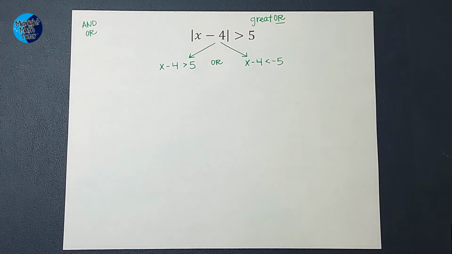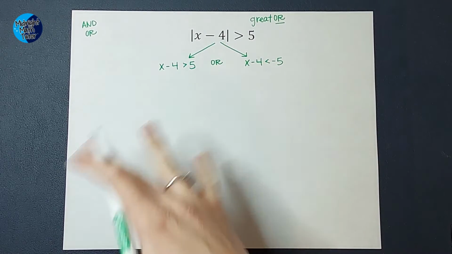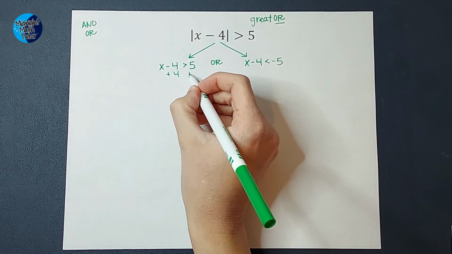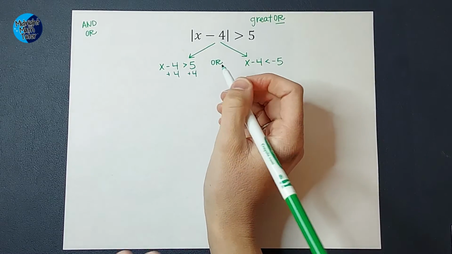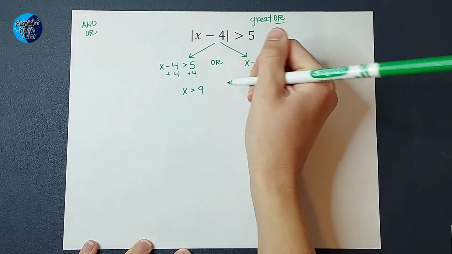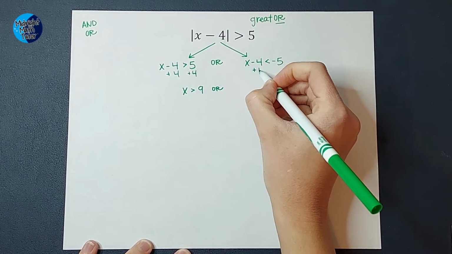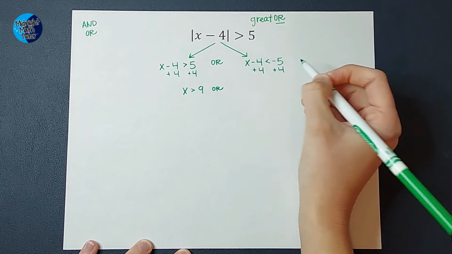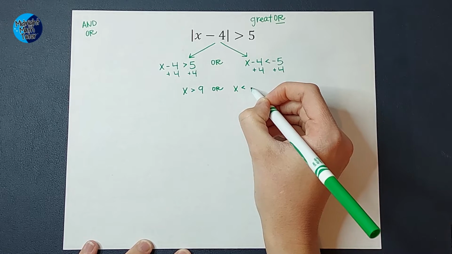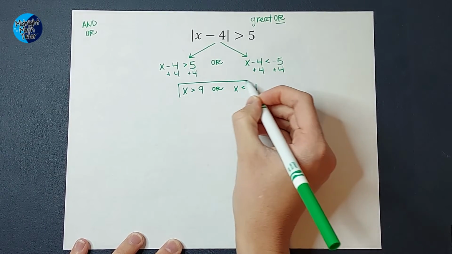All right, but let's go ahead now. We know it's an or inequality. Let's go ahead and simplify these down so we have our x's alone, okay? So here I'm going to add 4 to both sides, and I end up with x is greater than 9, or, again, I'm going to add 4 to both sides over here, and I get x is less than -1, okay? And that is my answer, okay?